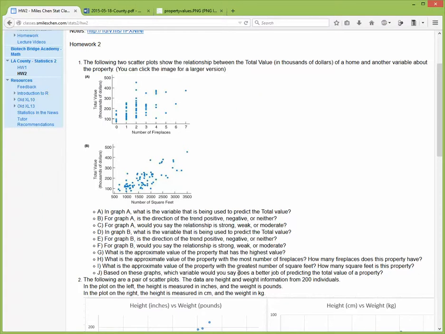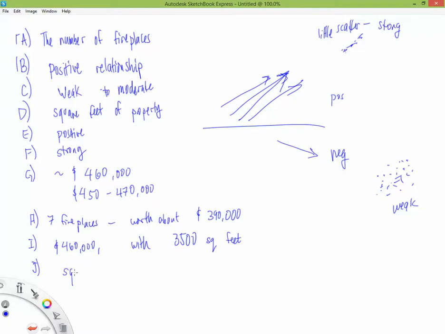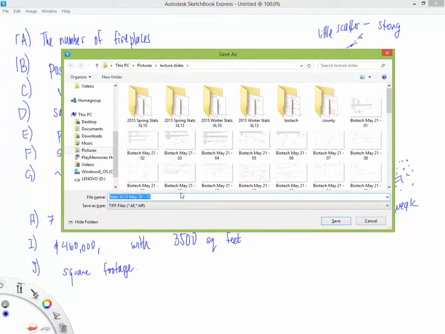And then J: based on these graphs, which variable would you say does a better job of predicting the total value of a property? Square footage, right? Can you explain that? If someone said, I want you to predict how much this house is worth, and you asked, can you tell me something about it? And they said, I'll give you a piece of information: I'll either tell you how many fireplaces it has or how many square feet it has. Which would you rather have? You'd rather have the number of square feet, because you can do a better job predicting.